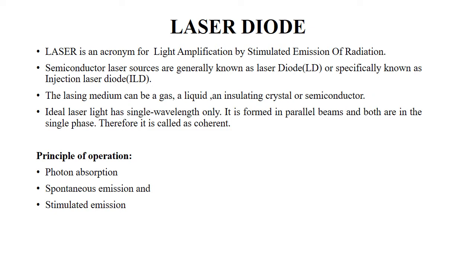The laser action is the result of three key processes, that is photon absorption, spontaneous emission, and stimulated emission. The processes are represented by simple two energy level diagrams, that is E1, the lower energy state level, and E2, the higher energy state level.